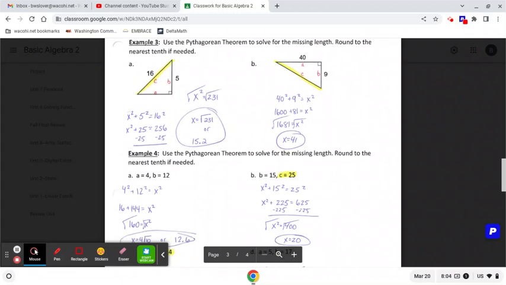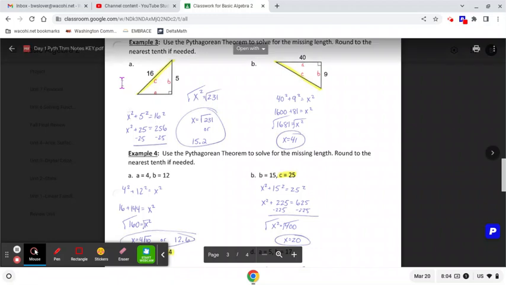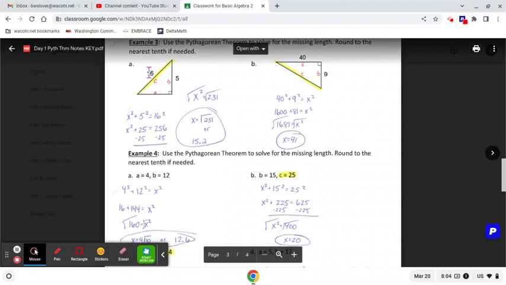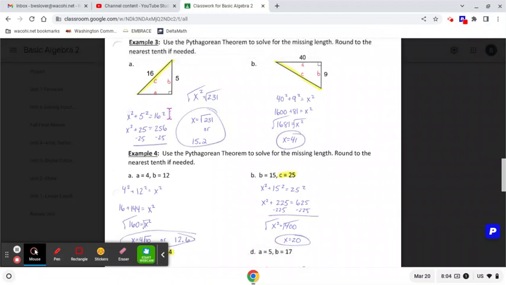In example 3, both of these, letter A is a little bit different. Right? Still the same setup, still the same steps for success. I label A, B, and C. C is opposite your right angle. C is your hypotenuse. Fill in my information in the equation. A, in this case, is unknown. B is 5. C is 16. So the next step for success was to square everything. 5 squared is 25. 16 squared is 256.